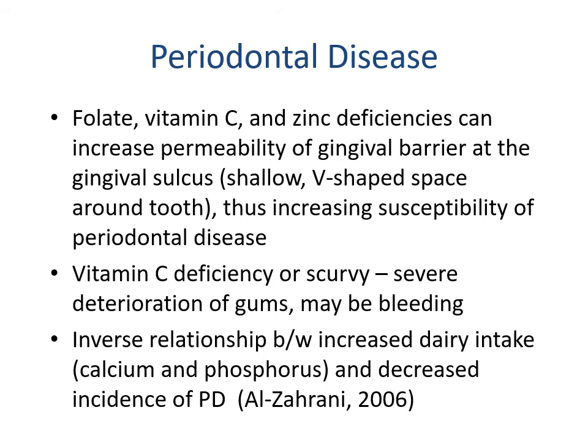So vitamin C deficiency, or scurvy, right, is a form of periodontal disease which can cause deterioration of the gums and bleeding. And we do see an inverse relationship between dairy intake of calcium and phosphorus and incidence of periodontal disease. So people that aren't getting a lot of dairy or a lot of calcium and phosphorus are at a higher risk of getting periodontal disease.